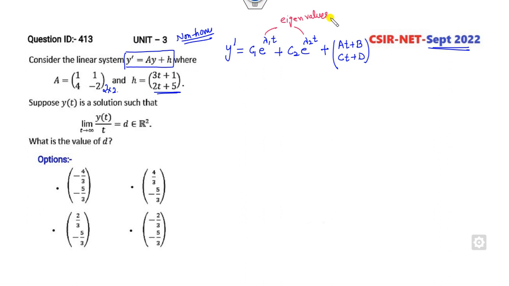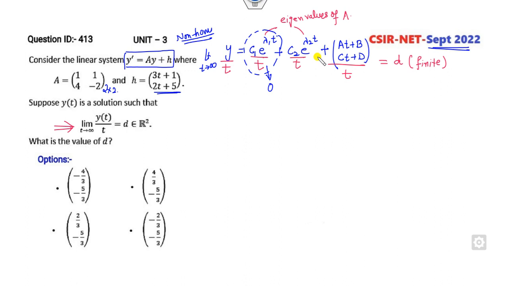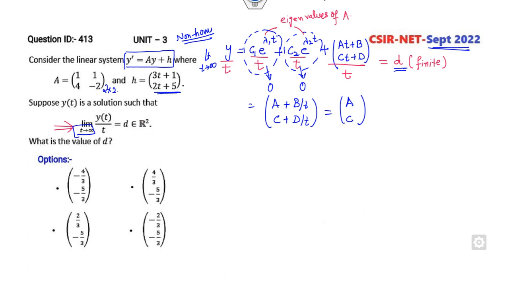Another thing given is that when you divide y by small t, the answer is a small d, a finite number. Now look at what happens if you take the limit as t tends to infinity. This goes to zero, because it has a finite limit. Similarly here, this also goes to zero. What remains, if you divide by t, is b upon t and c, and when t tends to infinity, the answer is a and c. So your target is to identify only a and c.